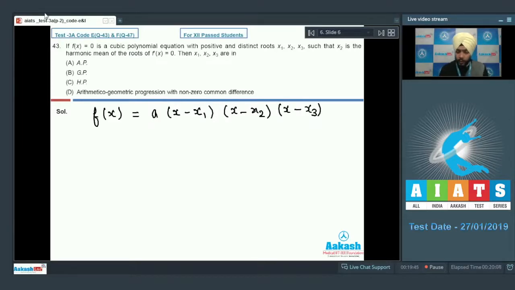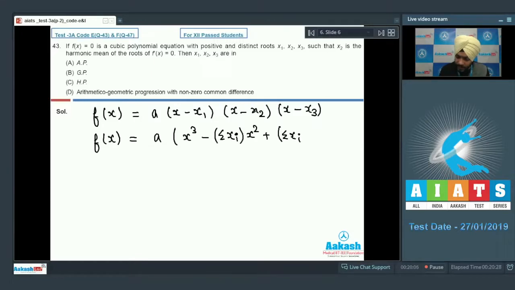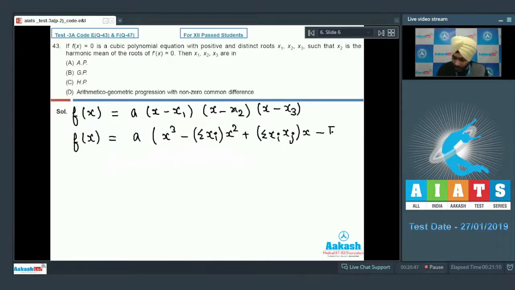Okay students, so now let us write fx in the other form by opening up the brackets. x cube minus sigma xi, that is x1 plus x2 plus x3, times x square, plus sigma xi xj, that means x1 x2 plus x2 x3 plus x1 x3, into x, minus pi xi, that is the product symbol, that means x1 into x2 into x3. Okay, this is the expanded form by using theory of equations. All of you know this.